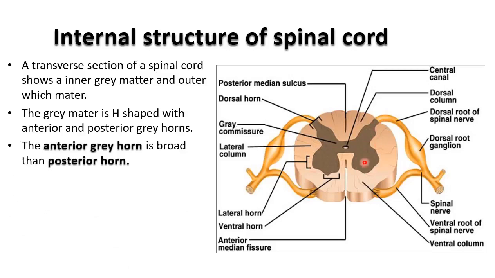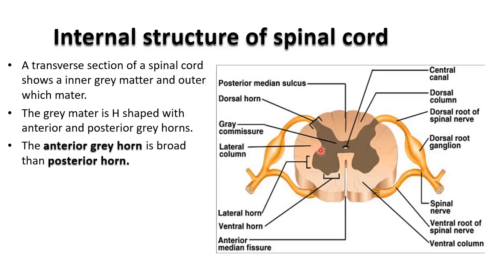In the thoracic segments of the spinal cord, you also have a small lateral horn. Okay, that is called the lateral horn. We see it only in the thoracic segments, up to upper lumbar, L1 to L3 at most.